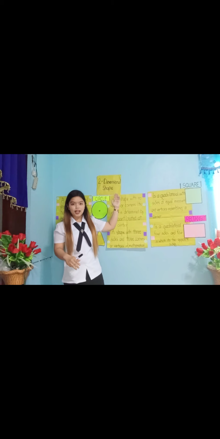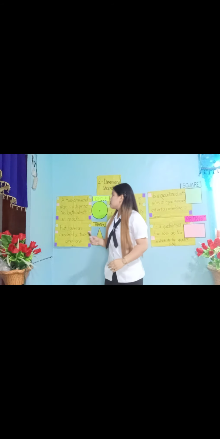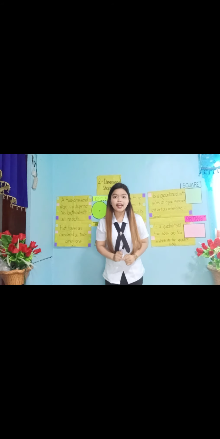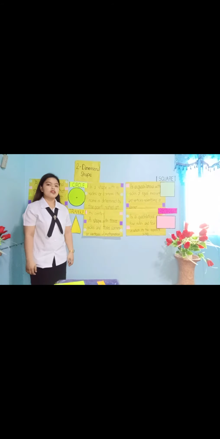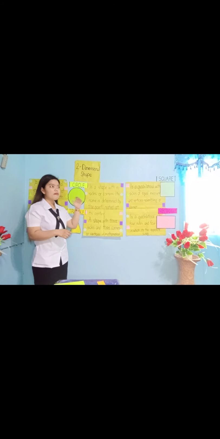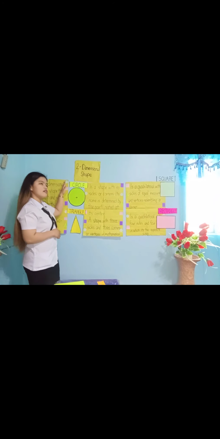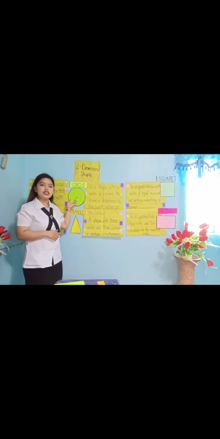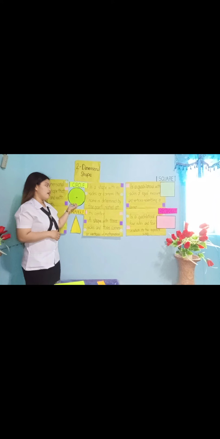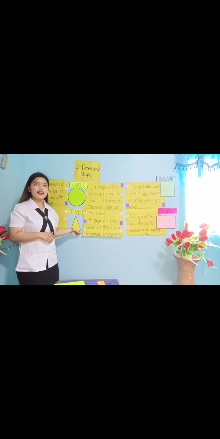So our lesson for today is all about two-dimensional shapes. A two-dimensional shape has length and width. In our real life, there are many two-dimensional shapes that we can see. For example, the circle. What are examples of a circle that you can see in your house? For example, a plate or a wall clock. Those are examples of a circle. The next is the triangle. Pizza. What else?